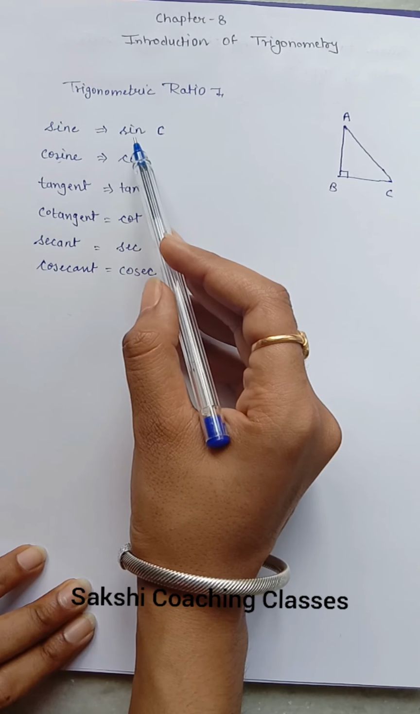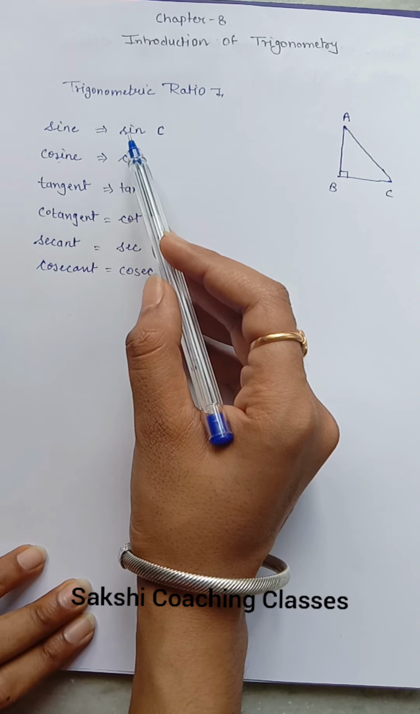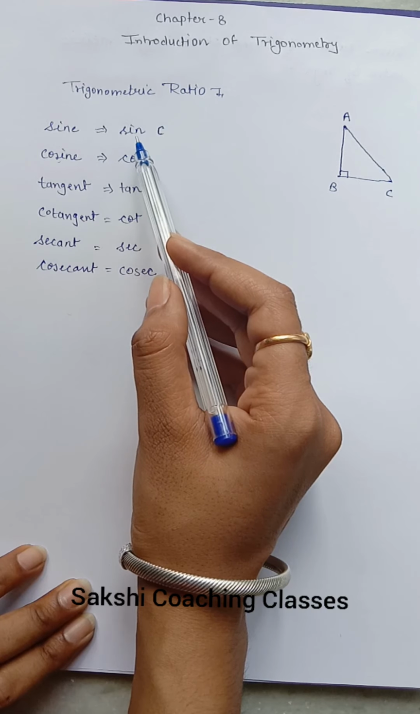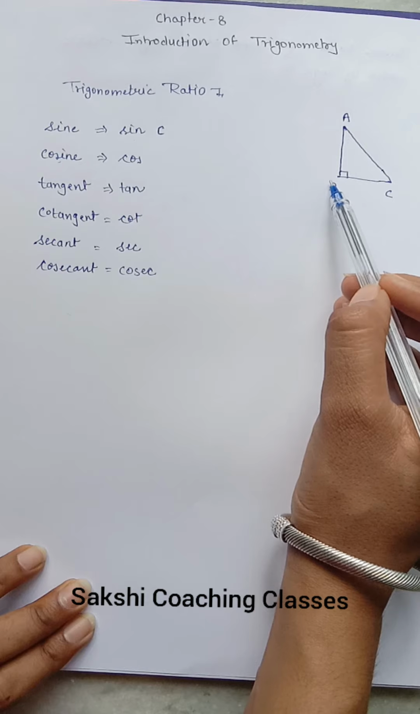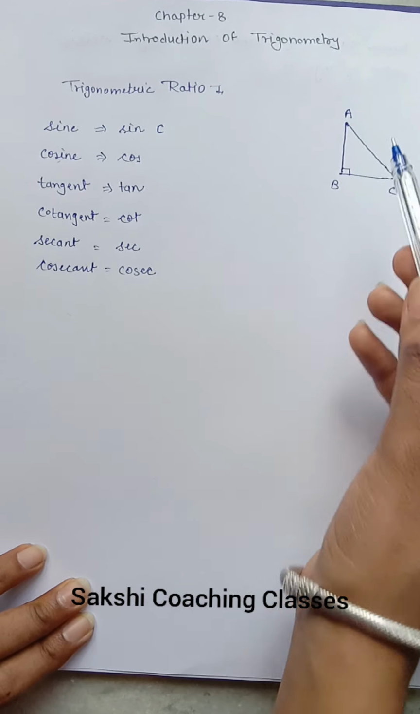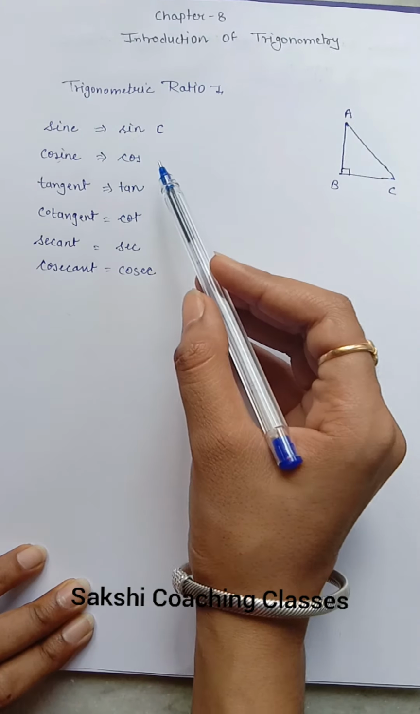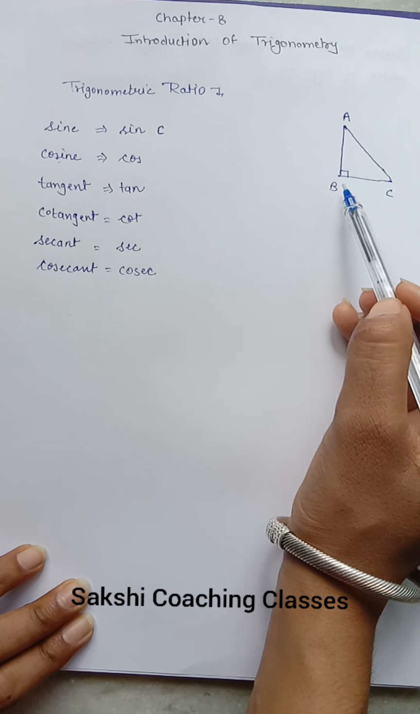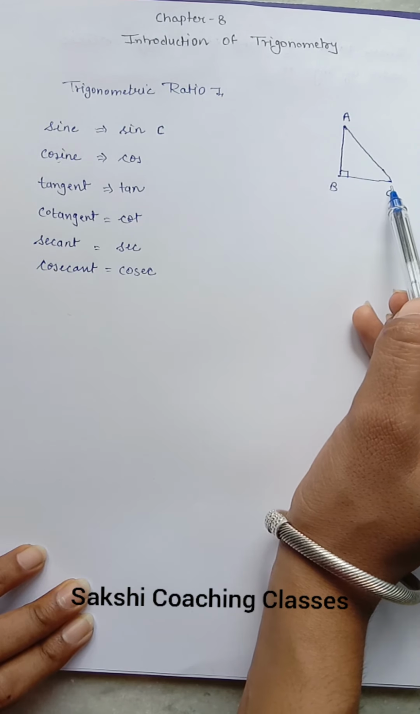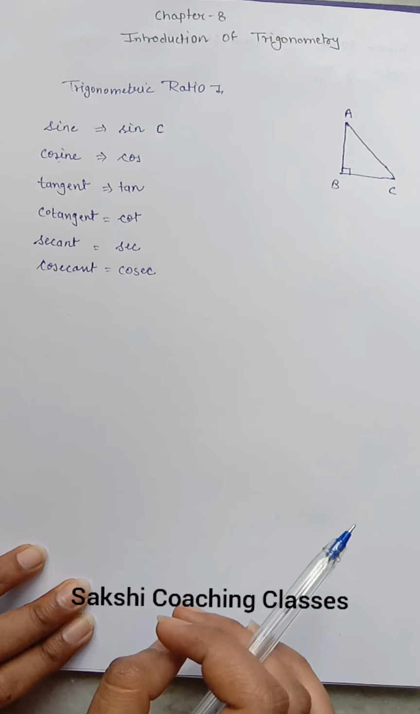If you have to find the sine of angle C, then BC will be the base and AB will be the perpendicular. And if you have to find the sine of angle A, then AB will be the base and BC is the perpendicular. It's very important to know.